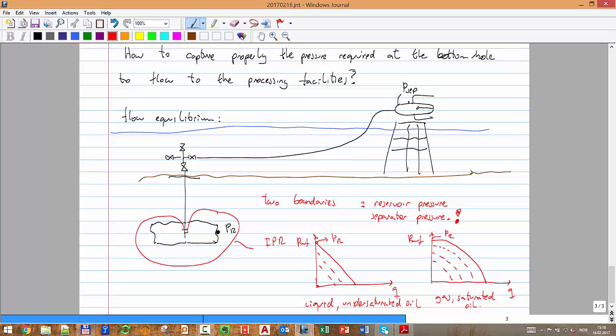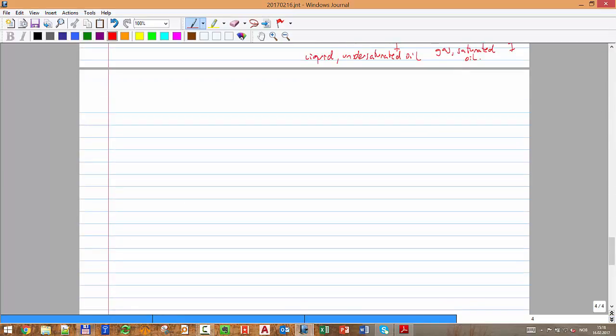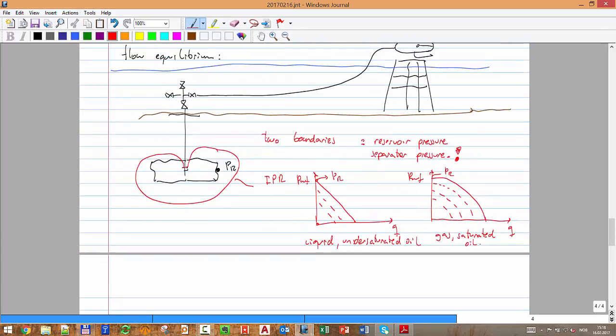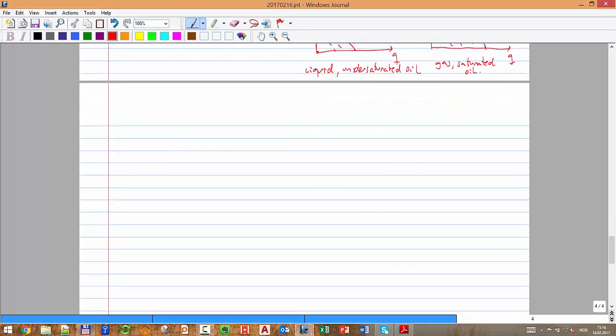Now to address that problem, I think we can go first to one very simple example with a pipe. Imagine now, before going to this complex system that has many parts, many components, let's look at a very simple system, which is a very simple horizontal pipe.